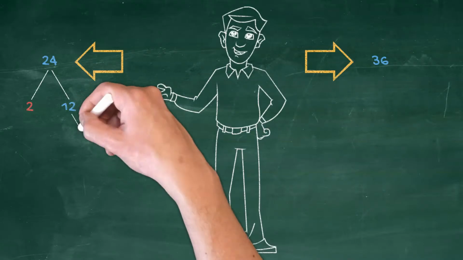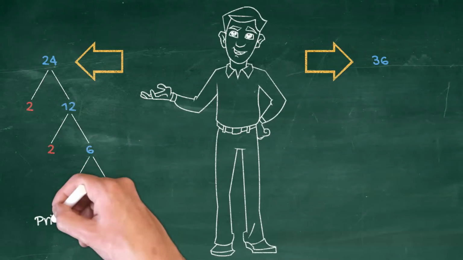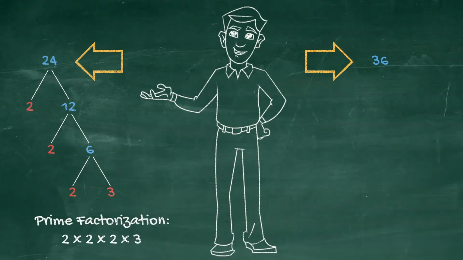We keep dividing by 2 until we can't anymore. 12 divided by 2 is 6. 6 divided by 2 is 3. Notice the last time we divided by 2, we got 3, which is a prime number. This means we can't break down our number any further. The prime factorization of 24 is 2 times 2 times 2 times 3.